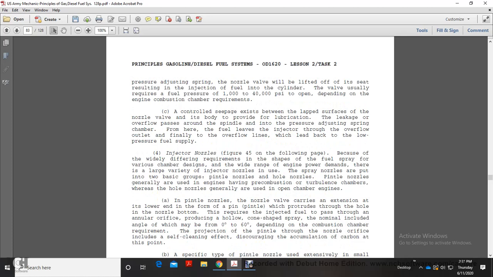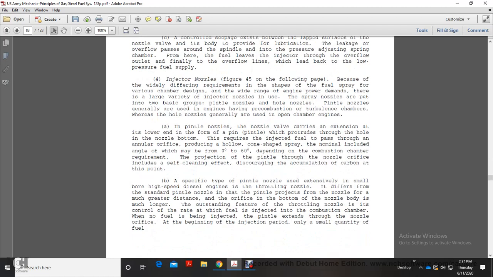A controlled seepage exists between the lapped surface of the nozzle valve and the body to provide lubrication. The leakage overflows past the spindle and into the pressure adjusting spring chamber, where air and fuel leave the injector through the overflow outlet. Finally, overflow lines lead back to the low pressure fuel line. Injector nozzles, figure 44 on the following page.